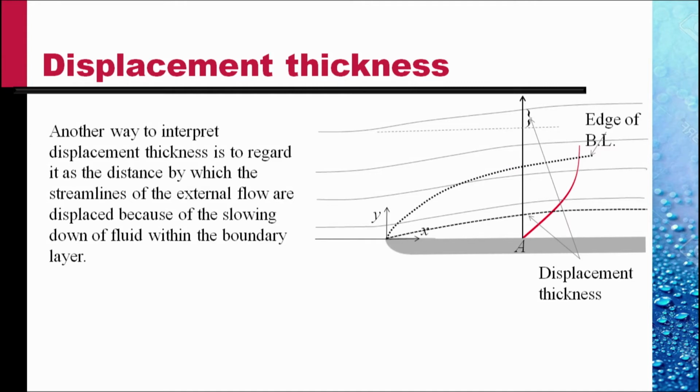Another way to interpret displacement thickness is to regard it as the distance by which the streamlines of the external flow are displaced because of the slowing down of the fluid within the boundary layer. Thus, if the flow proceeded straight, it goes like this. But now the streamlines are shifted upwards. And at this location, capital A, this is the distance by which a streamline is shifted. This is the displacement thickness.